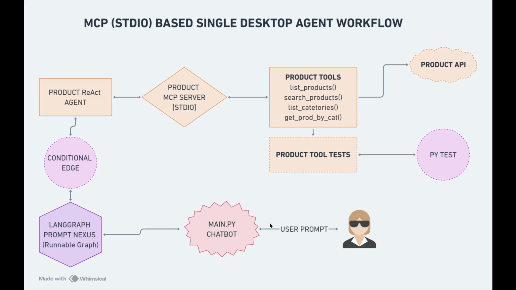With that, the user starts up this main.py and gets presented with a chatbot loop, and the user can ask questions, and then it goes to this LangGraph graph and via the conditional edge goes to the product agent. Product agent then uses this MCP server to access the tools, and these tools then fetch the data from the API and bring them all the way back to the user.